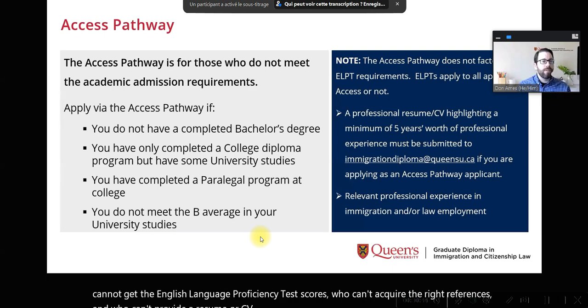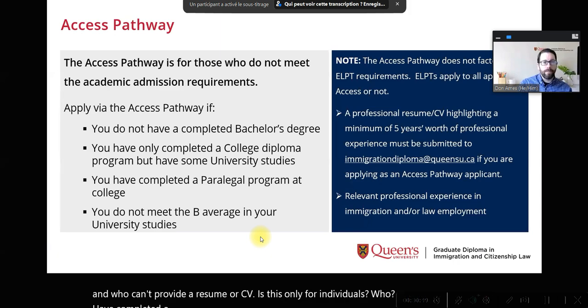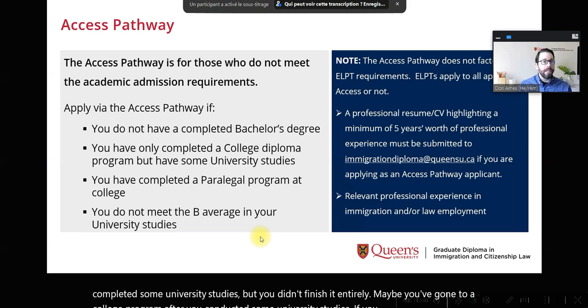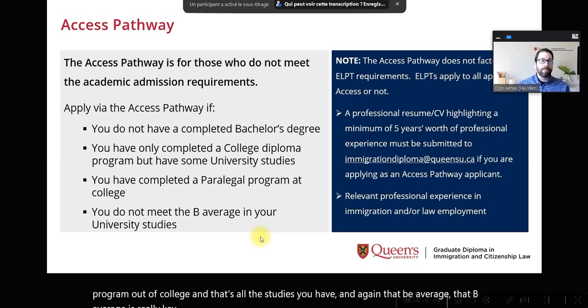This is only for individuals who have completed a bachelor's degree, but don't have the B average required. Maybe you've completed some university studies, but you didn't finish it entirely. Maybe you've gone to a college program after you conducted some university studies. If you've completed a paralegal program at a college, and that's all the studies you have. And again, that B average is really key on your university studies.